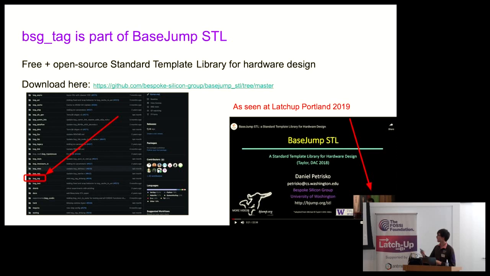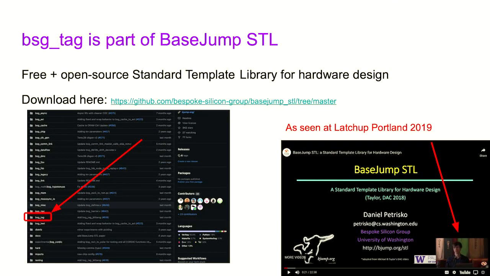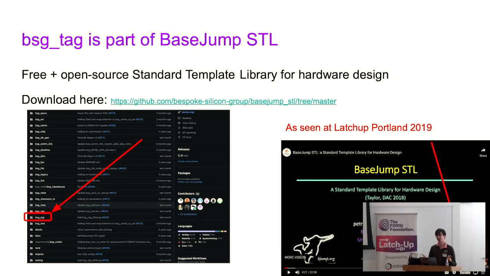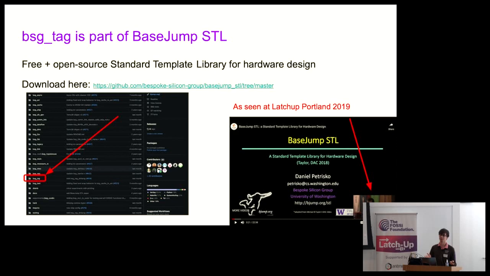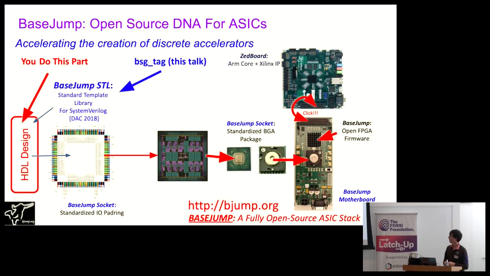So if you were here in 2019, you saw me present on BaseJump STL. BSG Tag is a part of BaseJump STL. BaseJump STL is a standard template library for Verilog, which provides all sorts of components for everything you need to tape out a chip. We have everything from networks on chips to individual flops and a portability layer that lets you go between different ASIC implementations, different process nodes, different FPGA implementations, and it grows every time we tape out a chip.